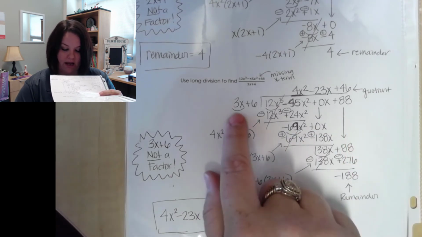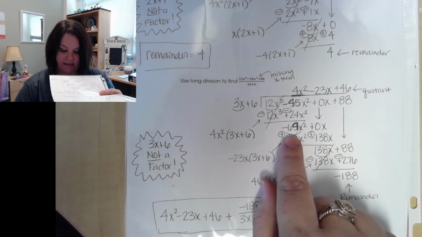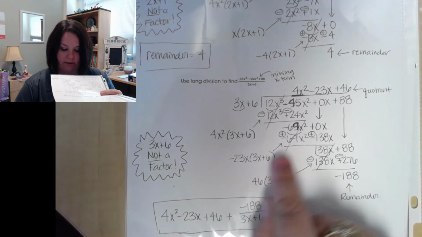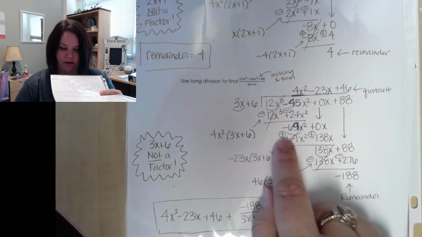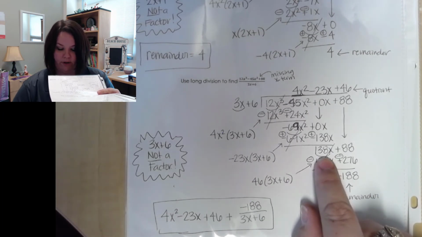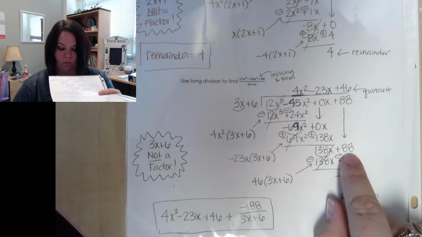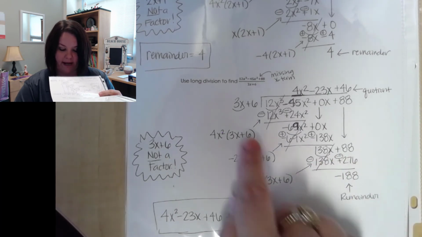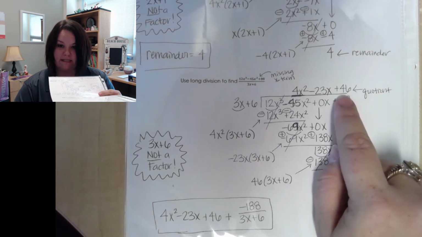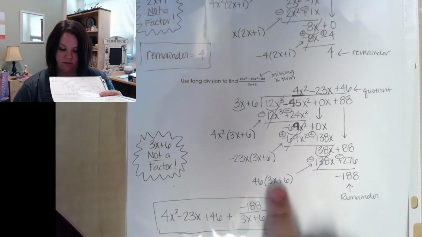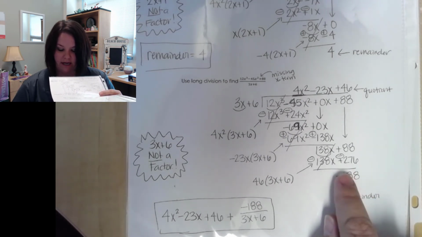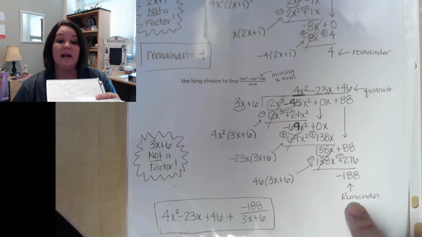What do I need to multiply 3x by to get negative 69x? A negative 23x. So I distribute that to my divisor and write it below. Draw my line, change my signs, and I should be left with a positive 138. I bring down my last term, which is 88. What do I need to multiply my 3x by to get 138x? I need to multiply by 46. So I do 46 times my divisor, write it below, draw your line, change your signs, and you should be left with a remainder of negative 188.